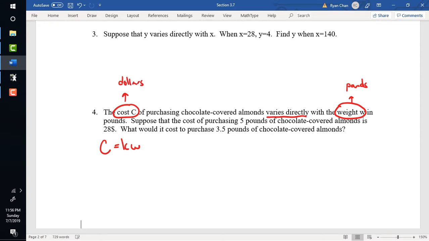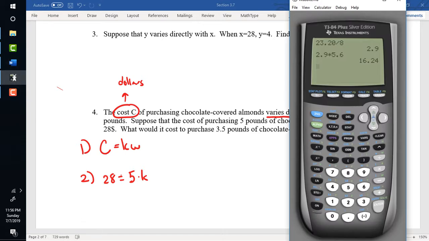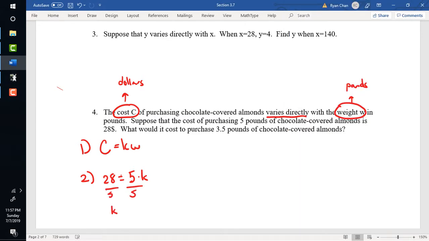Okay. So I establish my relationship. And then once again, if you just read in order, it just kind of naturally falls in the flow of the structure of your problem. So the next sentence gives us 5 pounds of chocolates results in $28. I just plug this in. Okay, so now I'm going to divide it. So divide both sides by 5. K is equal to 5.6.